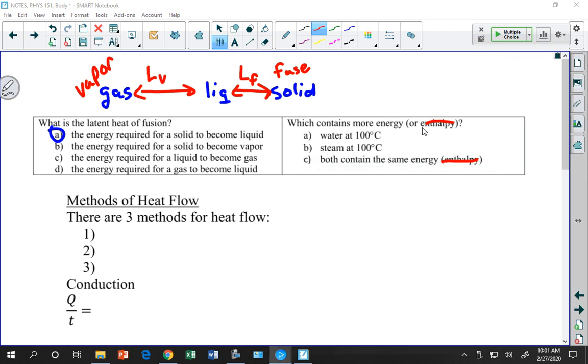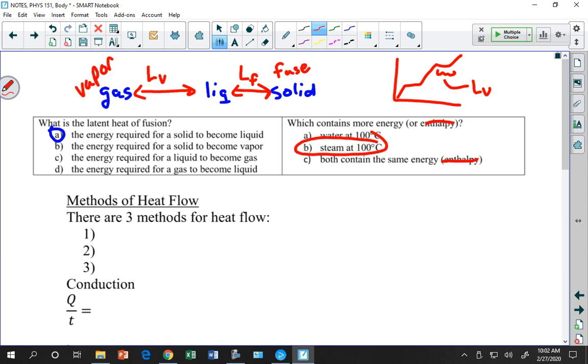The steam at 100 degrees Celsius has more energy because, if I just think about this phase change diagram, the one that we drew on the previous page, this energy is my latent heat of vaporization. The bigger diagram was on the previous page.